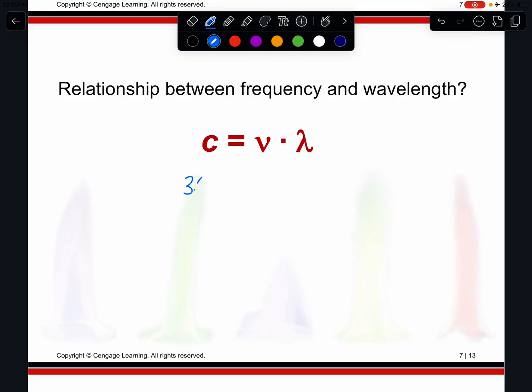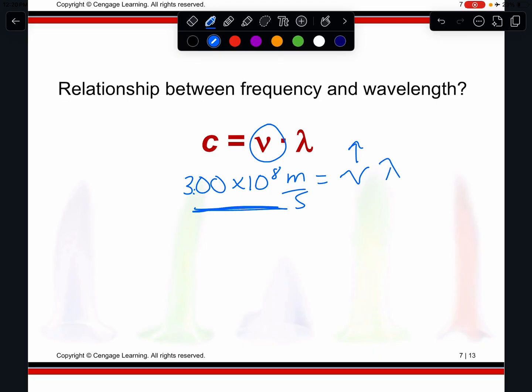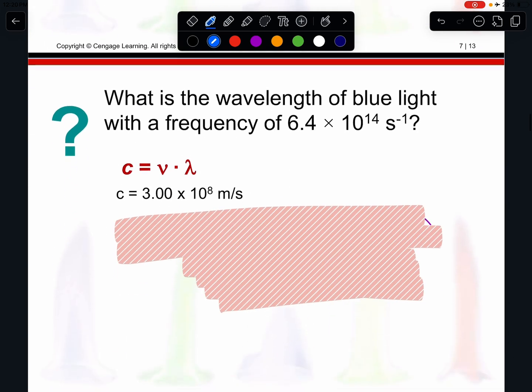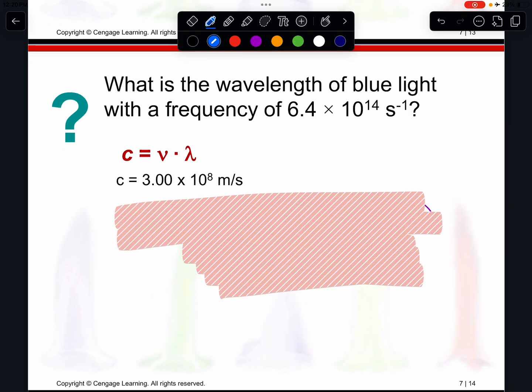So again, let's talk about that relationship, and we can see the relationship in the way that it's written. Let's say our speed of light is, which it always is going to be, 3.0 times 10 to the 8th meters per second. So if we increase our frequency value, then to keep this number the same, the only way, since they're being multiplied, is to decrease this number. So again, as one goes up, the other goes down. We call that an inverse relationship.